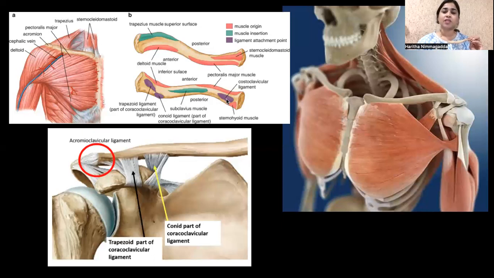Costoclavicular ligament. Costal refers to the ribs. So first rib onwards, you get a ligament which goes upwards and gets attached to the clavicle towards the medial end. What is this ligament called? Costoclavicular ligament. Laterally, you have two ligaments which are coming from the scapula. See here, you can see this picture. In this picture, you can make out very clearly. You can see there are two ligaments which are coming here. What are the two ligaments?